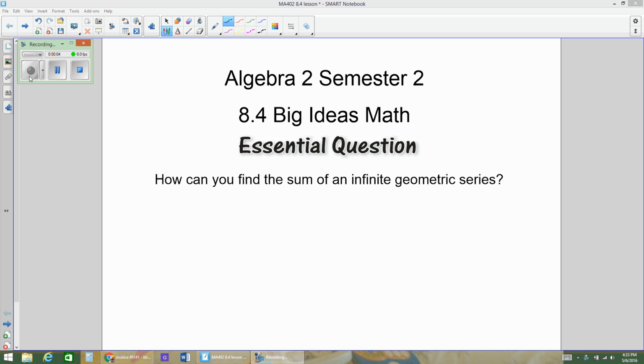This is second semester. We're in Chapter 8, Section 4 of the Big Ideas Math textbook. And what we're doing today is infinite geometric series.